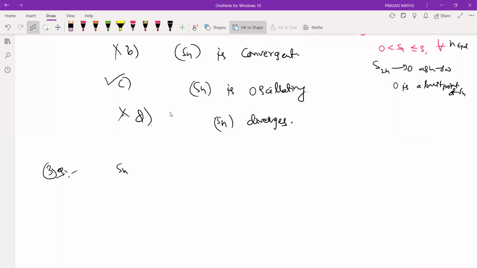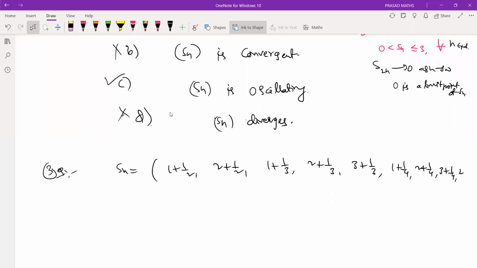Suppose Sn is equal to 1 plus 1 by 2, 2 plus 1 by 2, 1 plus 1 by 3, 2 plus 1 by 3, 3 plus 1 by 3, 1 plus 1 by 4, 2 plus 1 by 4, 3 plus 1 by 4, 4 plus 1 by 4.